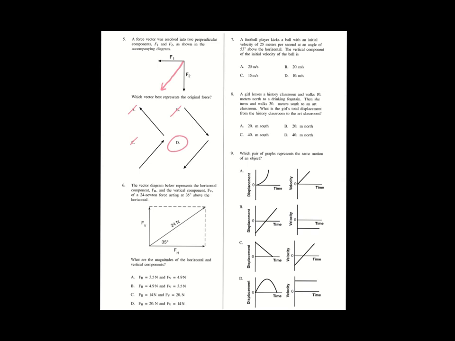Alright, number 6, here is an example of vector components that we have to calculate ourselves. Vector components, you'll find them on the reference table. Ax equals A cosine theta, where A stands for the vector, and Ay equals A sine theta. X is horizontal, and Y is vertical.